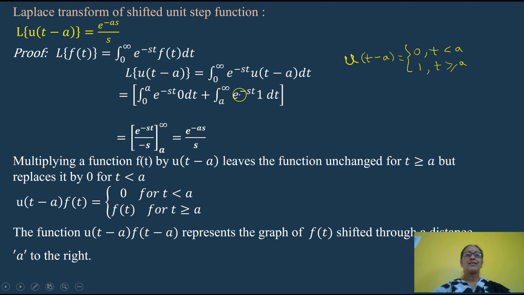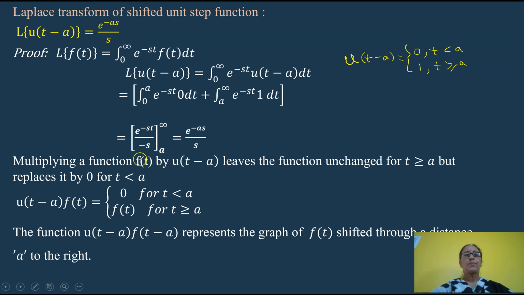Now when you integrate this one, we get e power minus st upon minus s under the limits a to infinity. When you put the upper limit, the value of this expression is 0. When you apply the lower limit, you get e power minus as upon s. So e power minus as upon s is the Laplace transform of u of t minus a.